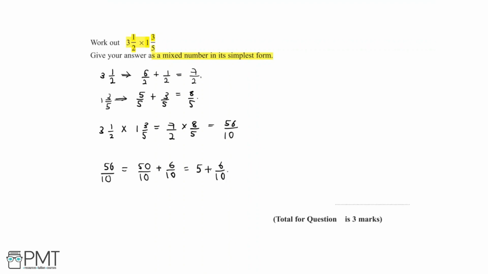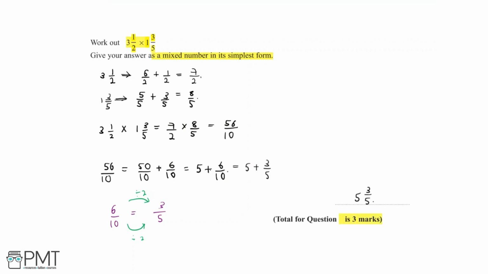But this isn't quite our final answer, because 6 out of 10 is not in its simplest form. Now to simplify 6/10, we can divide both the numerator and the denominator by 2, and so 6/10 is equal to 3/5 in its simplest form. Now going back to our answer, we said that 56/10 is equal to 5 plus 6/10, which is equal to 5 plus 3/5. And so we've now found that our answer as a mixed number in its simplest form is equal to 5 3/5.